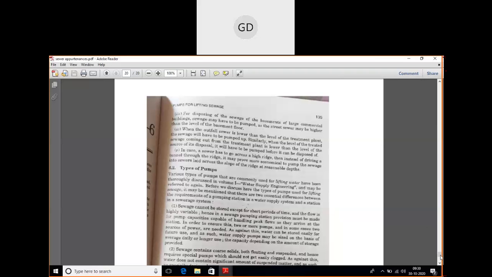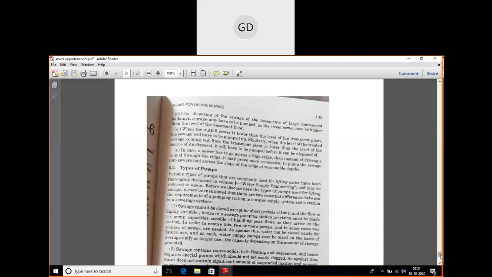The last one is when a sewer is constructed across a high ridge. Instead of driving a tunnel through the ridge, it can be more economical to pump the sewage into the sewers across the ridge. So these are the five circumstances when a pump needs to be used for pumping the sewage.